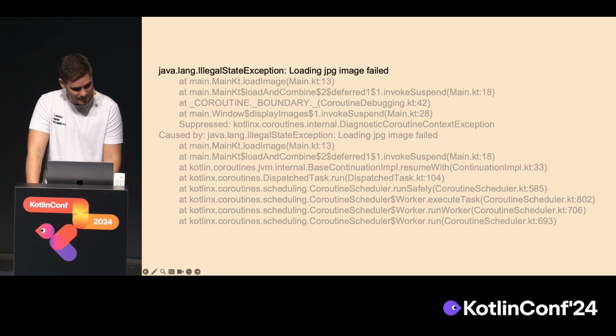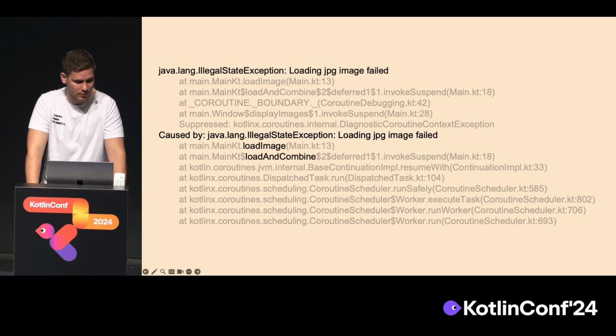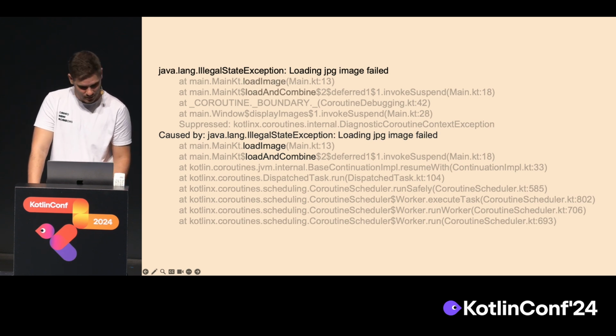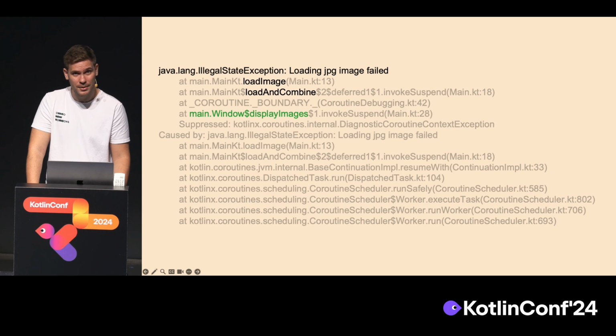So now loading JPEG image failed, but now the exception was rethrown. And we can see that the original exception contains information about load image and load and combine functions, but doesn't mention window as previously. But the new exception not only contains information about these two functions, but what is important, it contains the information about window and about the display images function.